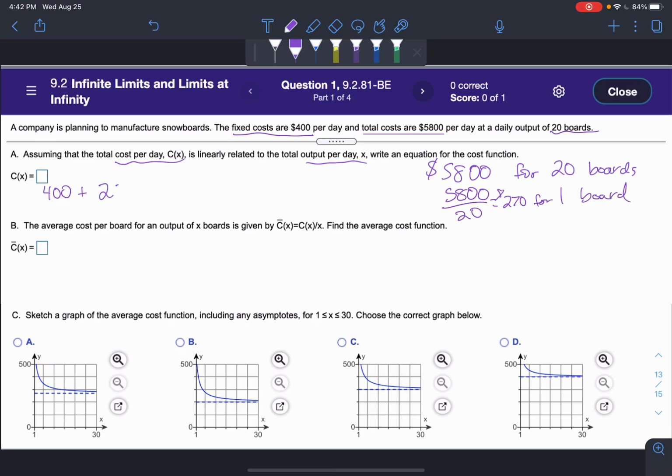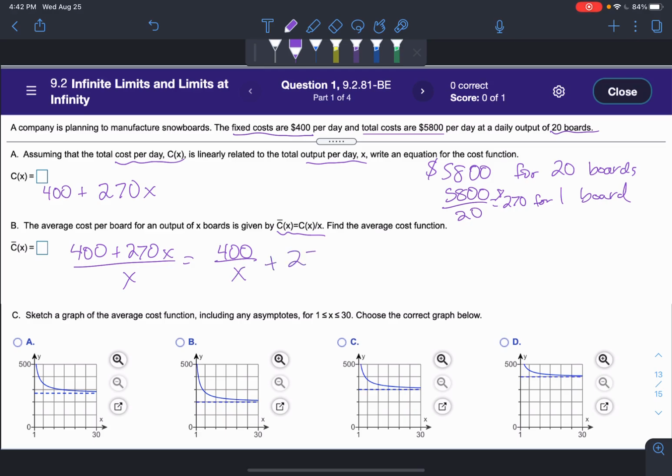So now for part B, we want to find the average cost per board. And so they tell you here that the average cost per board is our c of x function that we got from A divided by x. So all we do is just divide 400 plus 270x by x, and you can rewrite it as 400 over x plus 270. And that is your average cost per board function.